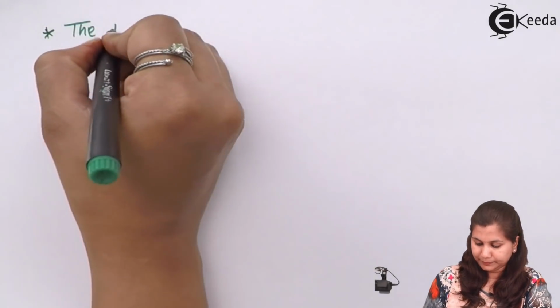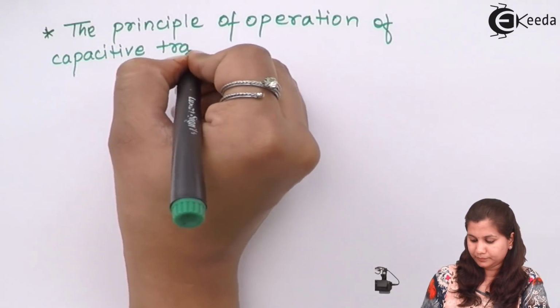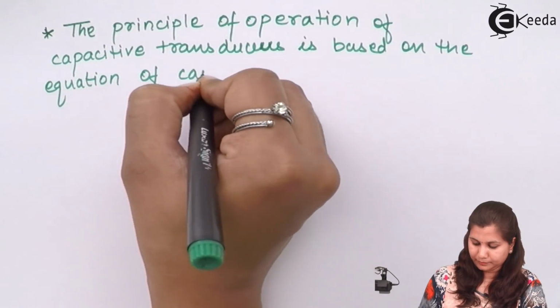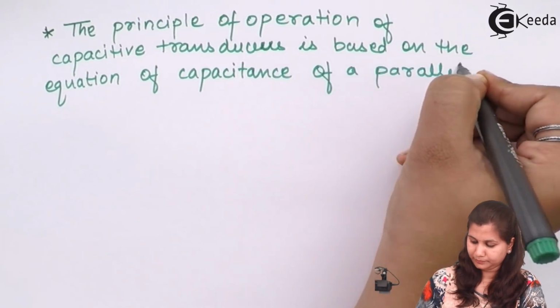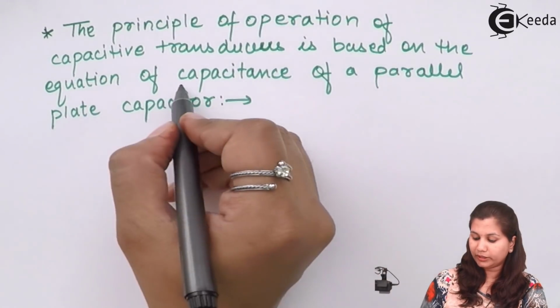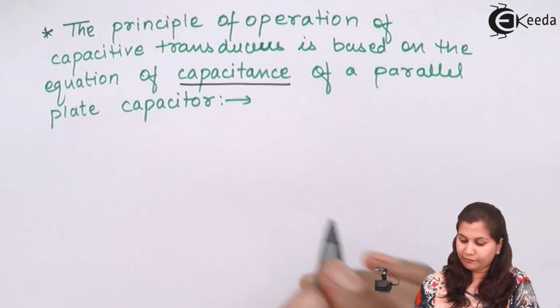Now the principle of operation of these capacitive transducers is based on the equation of capacitance, the relationship that defines the capacitance of a capacitor. The principle of working of a capacitive transducer is based on the equation of capacitance of a parallel plate capacitor. If we see its diagram, it will be like this.